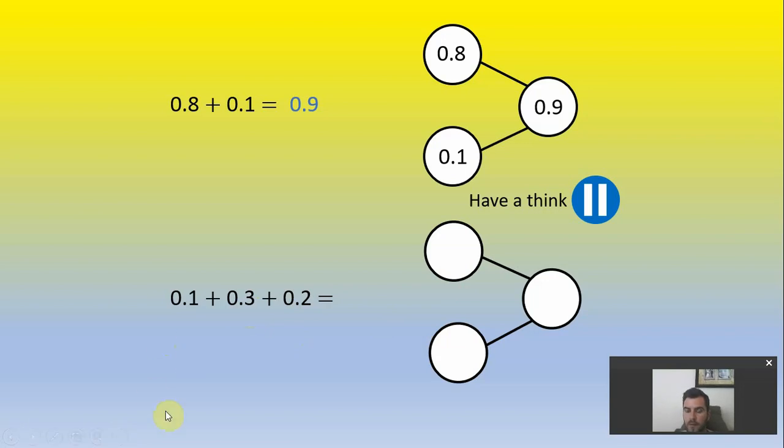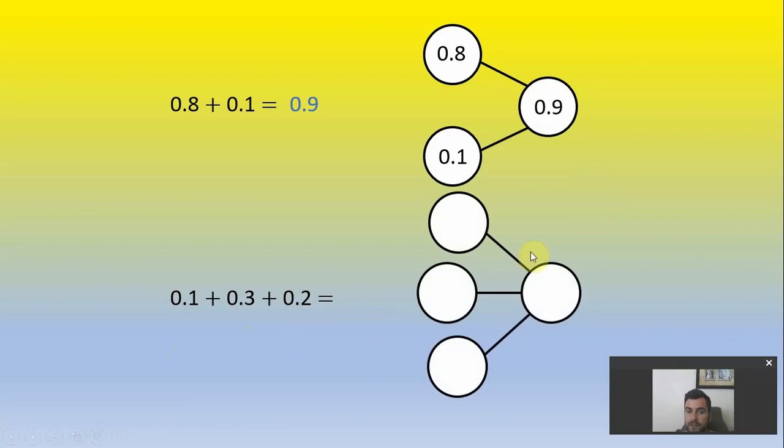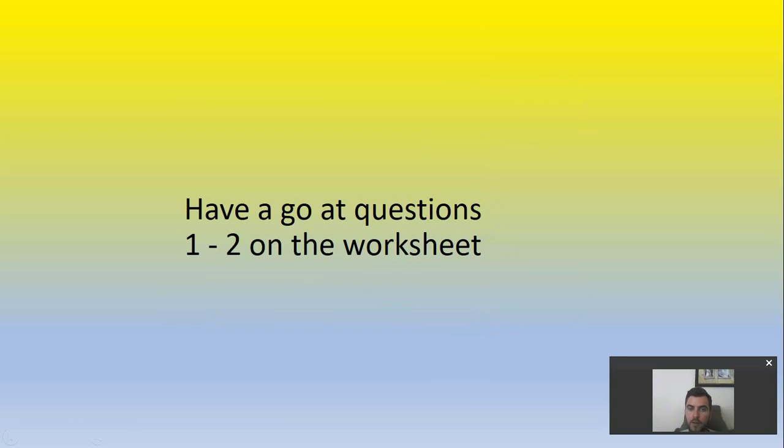Okay, welcome back. Let's see how we did. This time we've got 3 numbers, so we need 3 circles, if you like. We've got 0.1, 0.3, 0.2. If you add them together, essentially all you're doing is adding the tenths column. Your ones column is going to stay the same because it's just zeros. So 1 add 2 tenths will give you 3 tenths. Add the other 3 tenths will give you 6 tenths. So 0.6. I'd like you now to complete questions 1 to 2 on the worksheet. So pause the video, good luck, and press play once you finish.